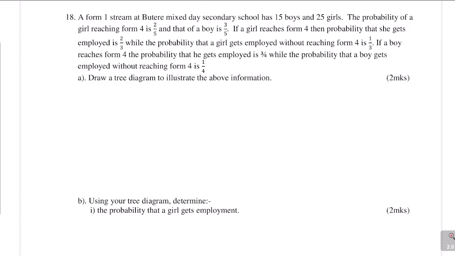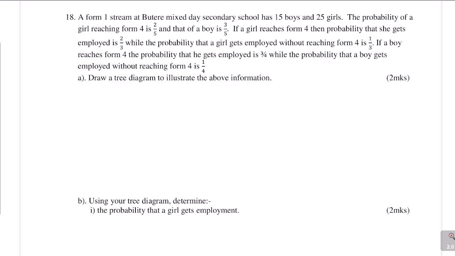Question 18. A Form 1 stream at Butere Mixed Day Secondary School has 15 boys and 25 girls. The probability of a girl reaching Form 4 is 2/5, and that of a boy is 3/5. If a girl reaches Form 4, then the probability that she gets employed is 2/3, while the probability that a girl gets employed without reaching Form 4 is a third.